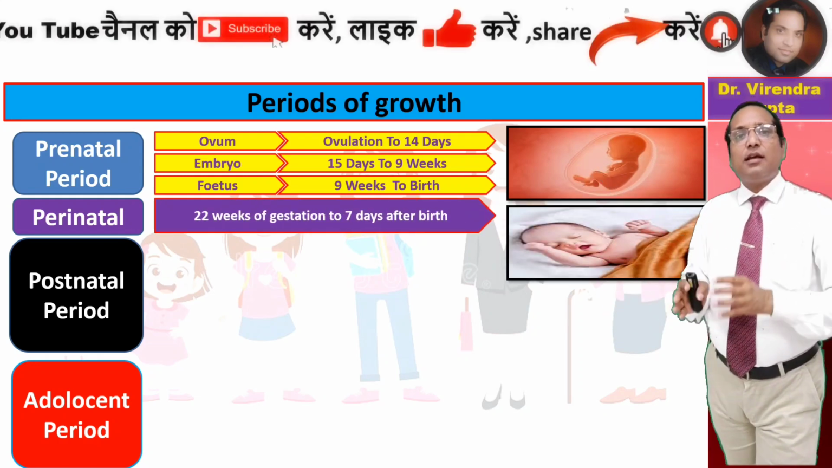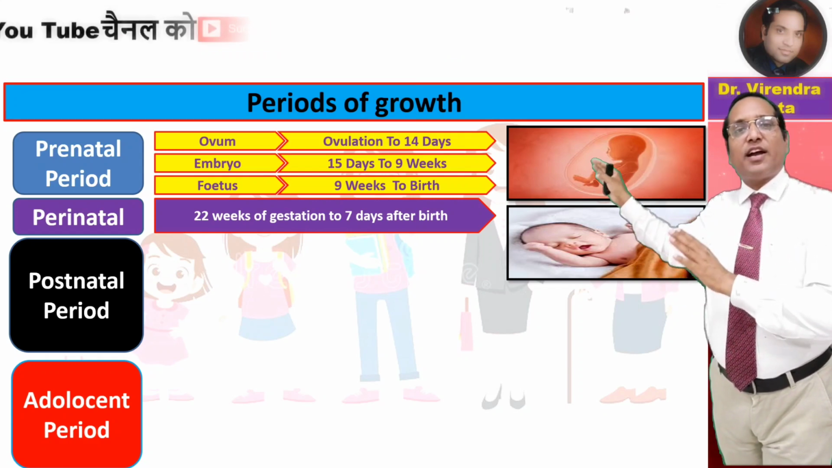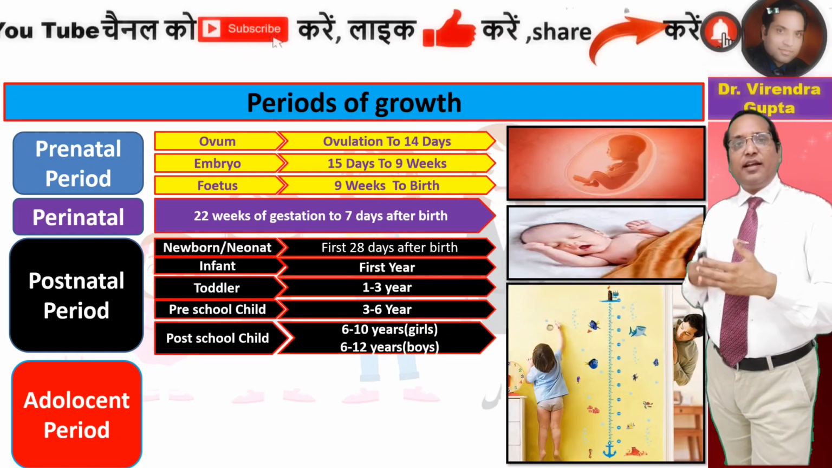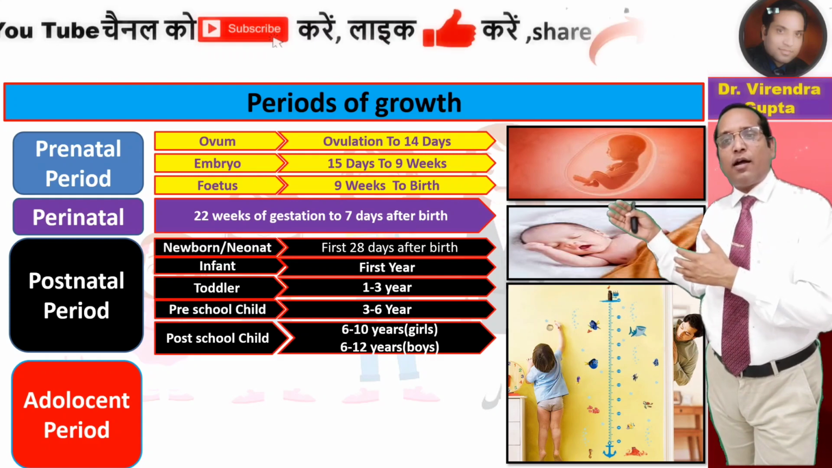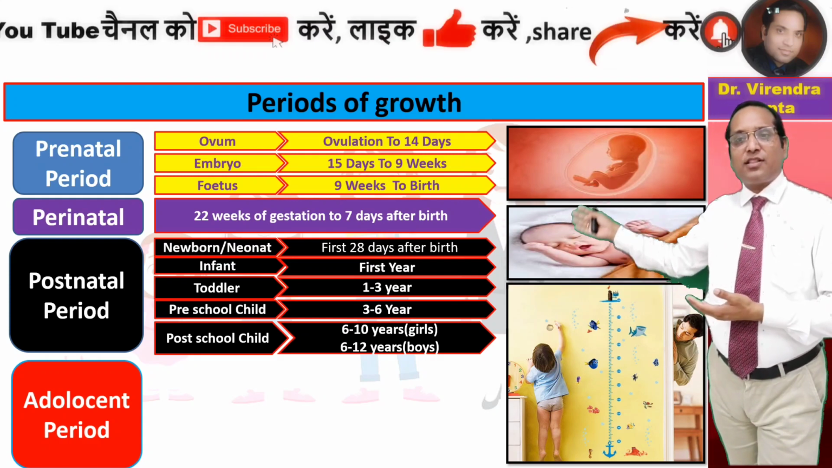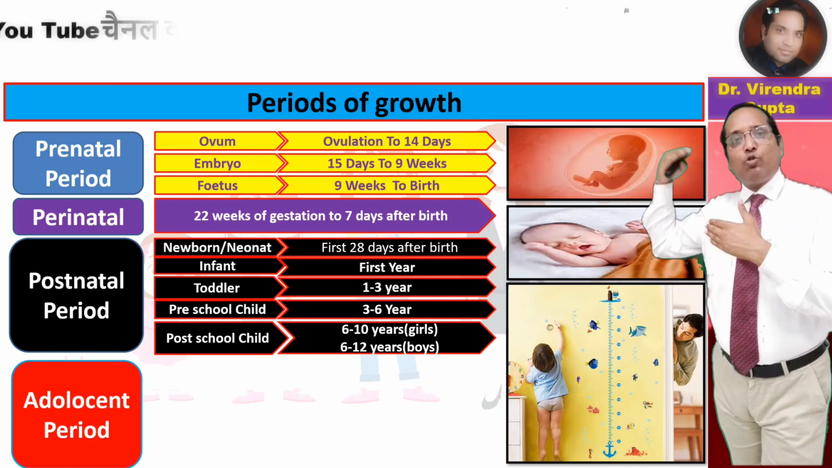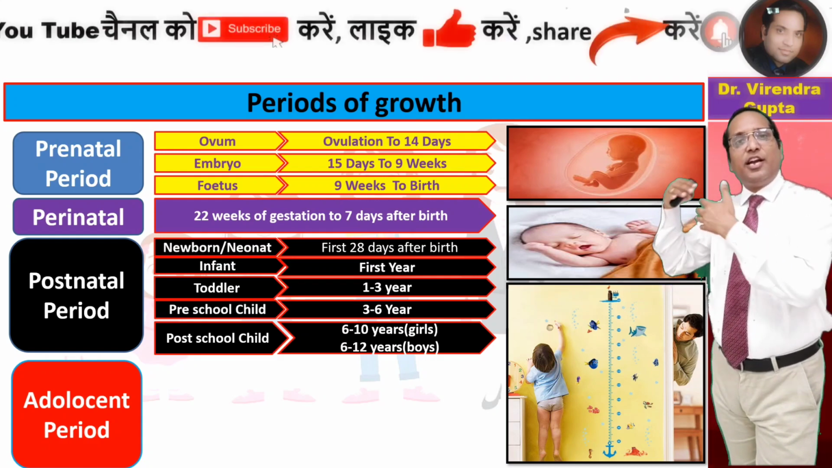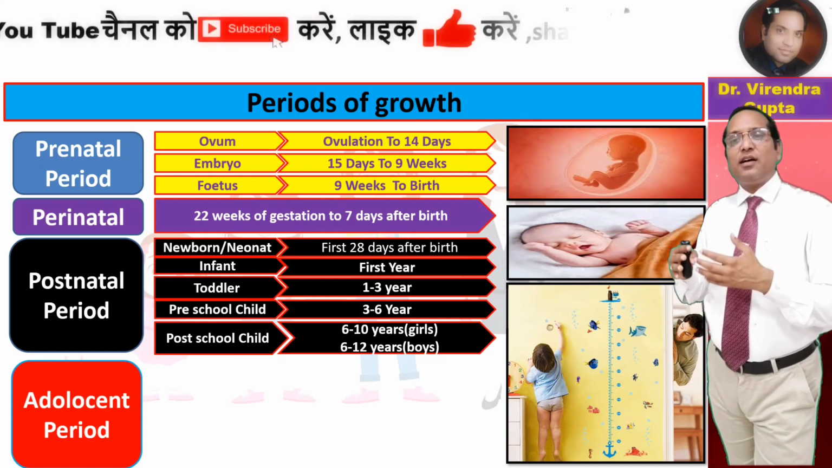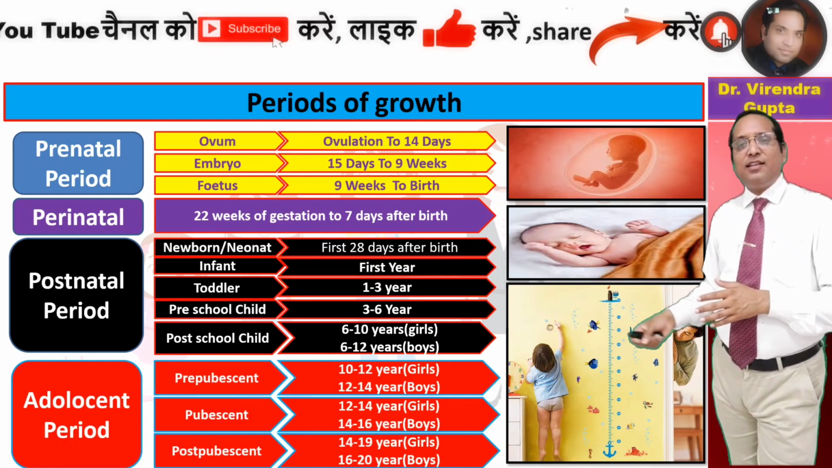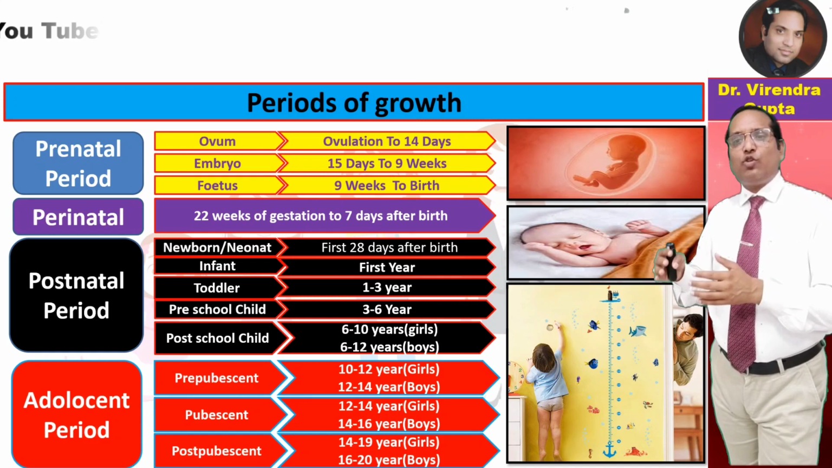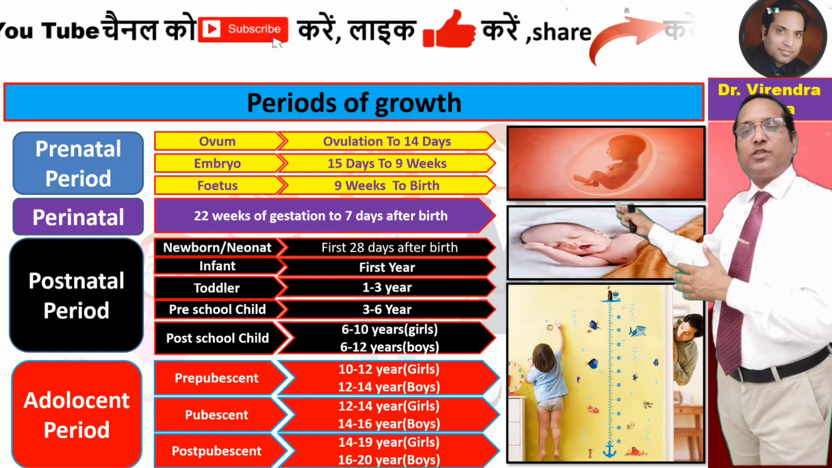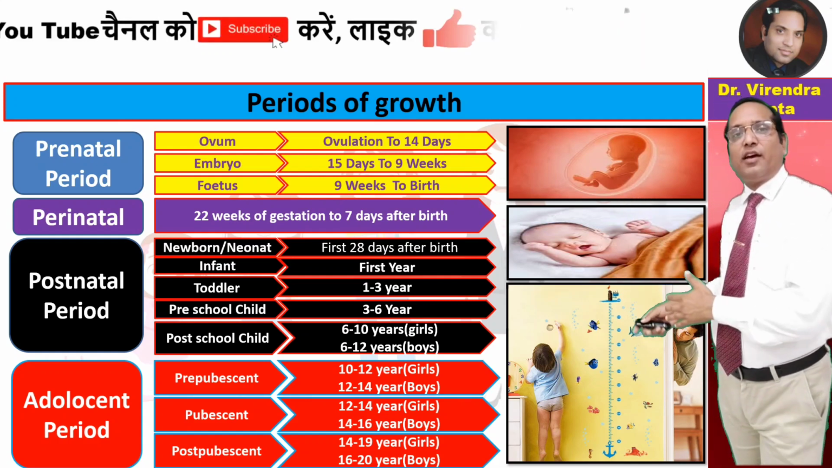And the perinatal period is important, which is from 22 weeks of gestation to the 7th day after birth of the child. The postnatal period is divided into the newborn or neonate, which is the first 28 days after birth. Infant is up to 1 year, toddler is 1 to 3 years, preschool age is 3 to 6 years, and school-age child is 6 to 12 years. In adolescence, prepubescent is 10 to 14 years of age, pubescent is 12 to 16 years, and post-pubescent is 14 to 20 years of age.